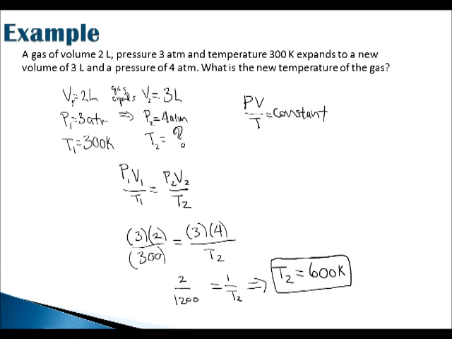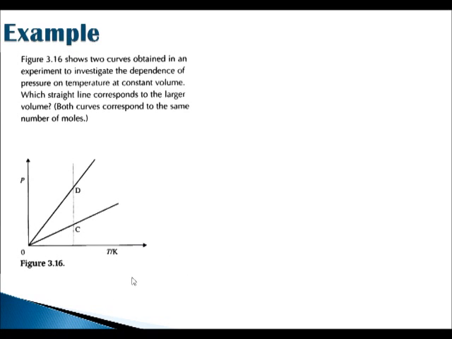Okay, now let's try another example. Figure 3.16 shows two curves obtained in an experiment to investigate the dependence of pressure on temperature at a constant volume. Okay, so temperature and pressure changing, this volume is constant. Which straight line corresponds to the larger volume? Both curves correspond to the same number of moles. Okay, so how exactly are we going to sort out this question?